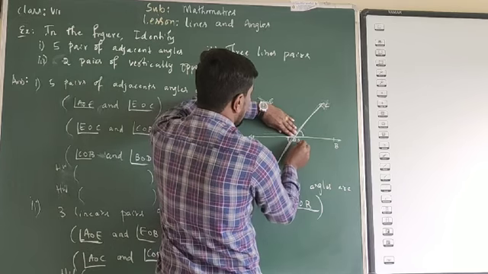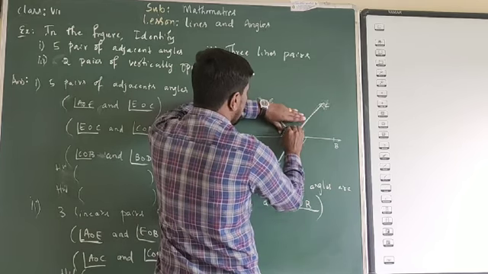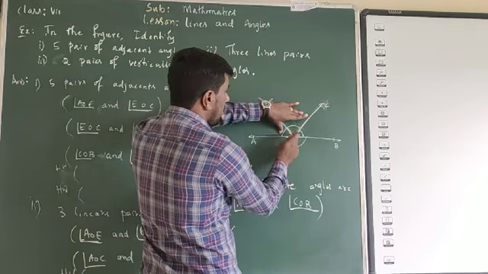Now forget about this. So this angle and this angle is another pair of vertically opposite angles. What is that? Angle AOC and angle BOD. So in only one figure we have so many combinations: some adjacent pairs of angles, some linear pairs of angles, and some vertically opposite angles. We can find all of these in one diagram. So this is one example for that.